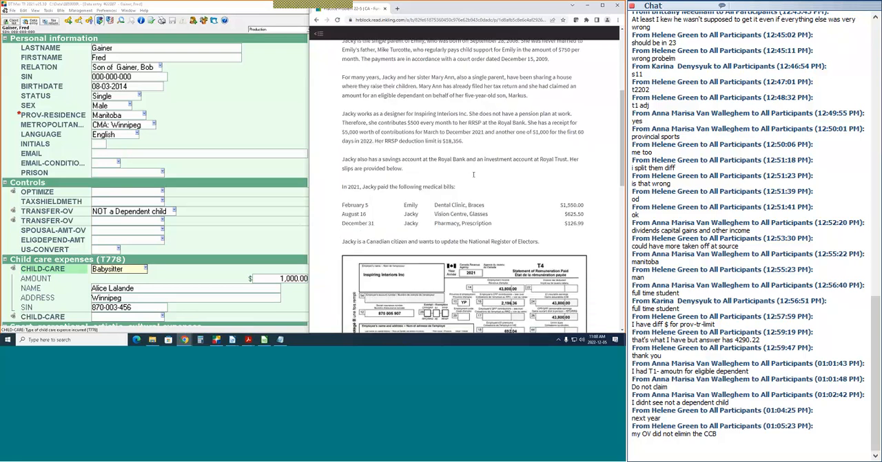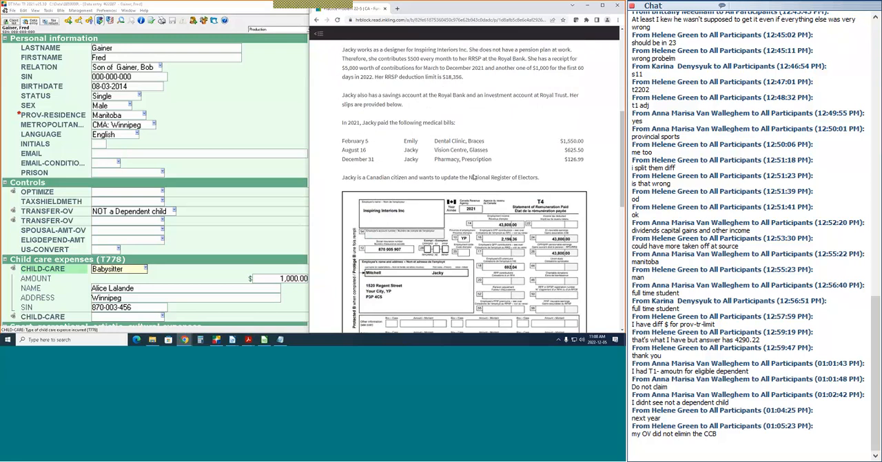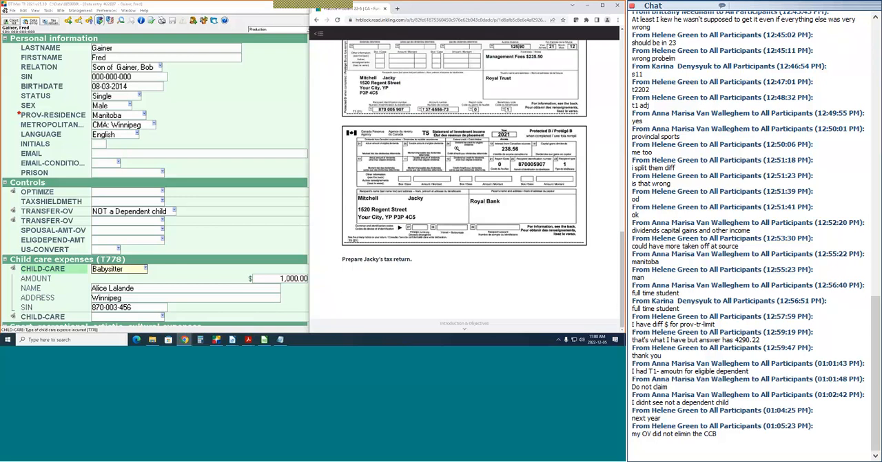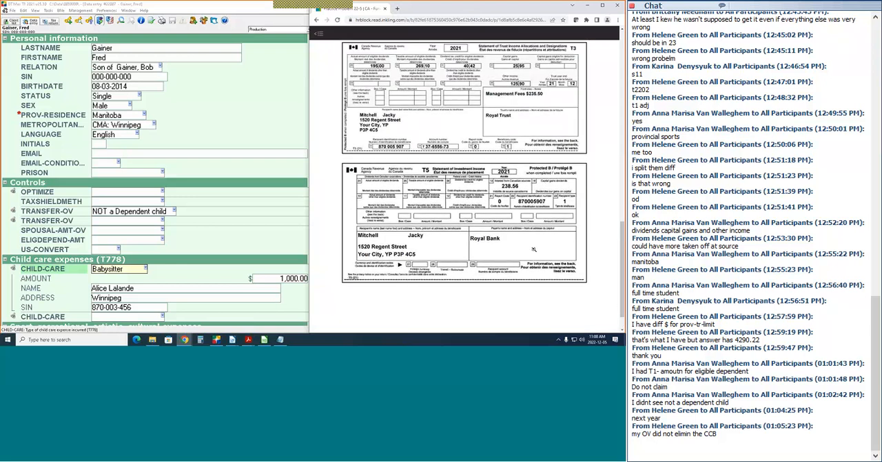We also have some RSTs, and we have some medical bills. I want you to notice there's a bill for Emily. You should enter your medical on the person for whom the medical expense was created. So if it's Emily's braces, it should be on Emily's data entry. And then we have some T5s as well.